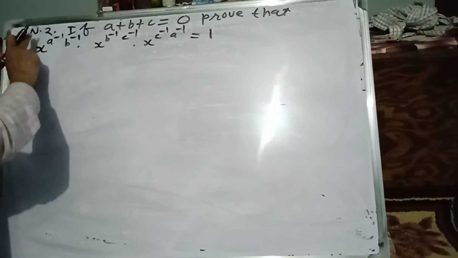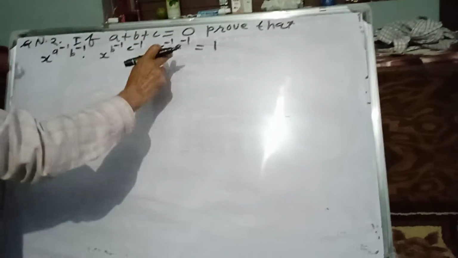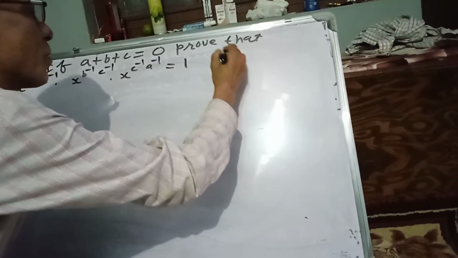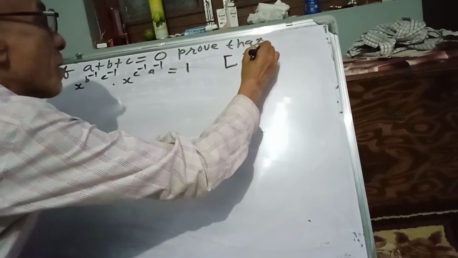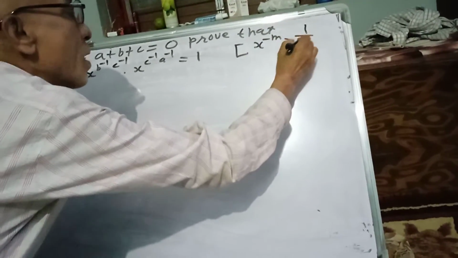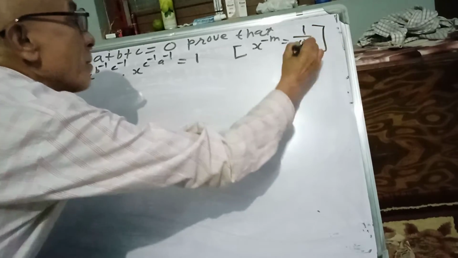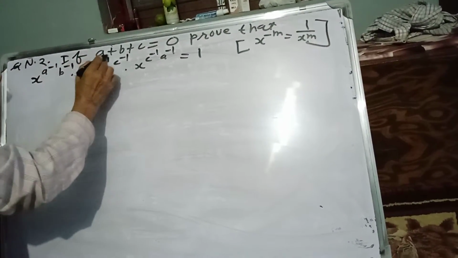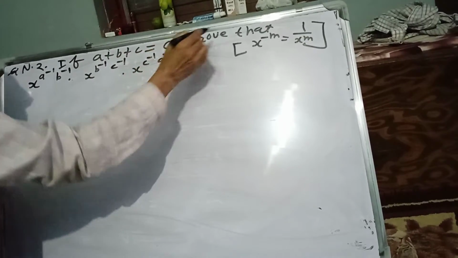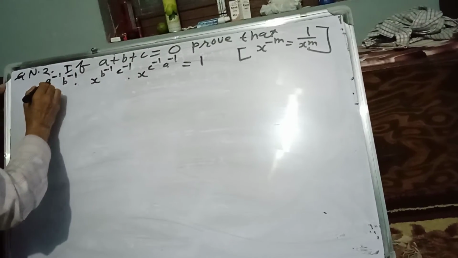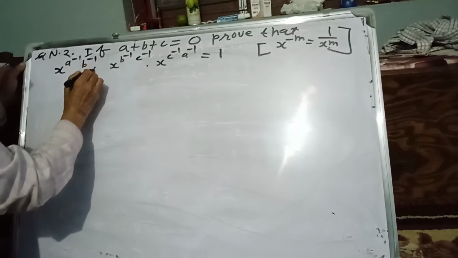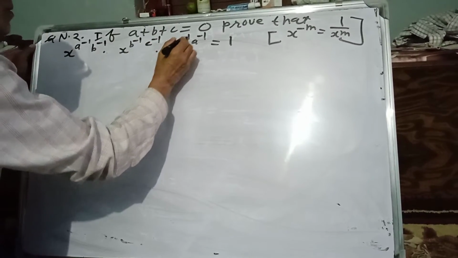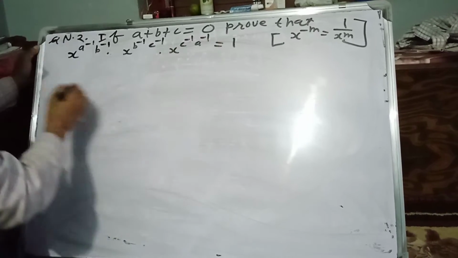Then, question number 2. It is related to the law of index. The main formula of law of index is x to the power minus m equals 1 by x to the power m, and take LCM. Given condition: a plus b plus c equals 0. Prove that x to the power a inverse b inverse into x to the power b inverse c inverse into x to the power c inverse a inverse equals 1.